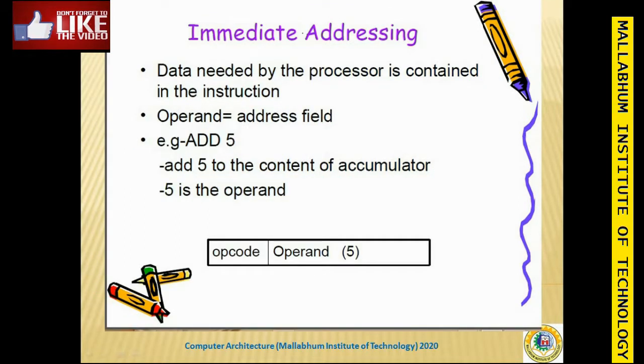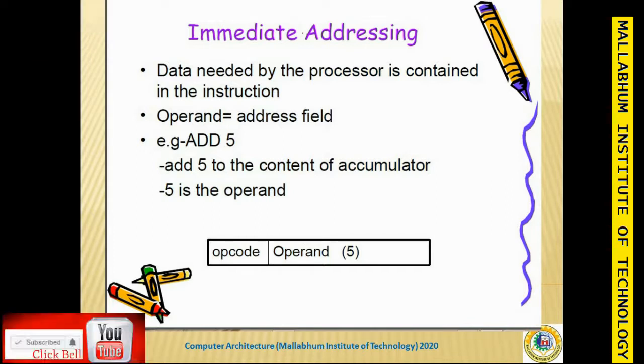Next one is your immediate addressing mode. In this mode the operand is mentioned explicitly in the instruction. In other words, the immediate mode instruction contains an operand value rather than the address of it, or the address field. To initialize a register to a constant value, this mode of instruction is useful. So here, operand equals address field.